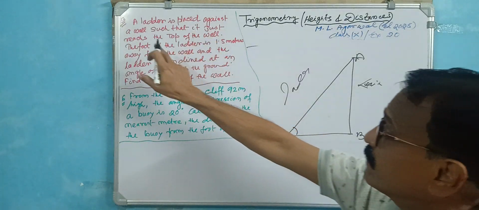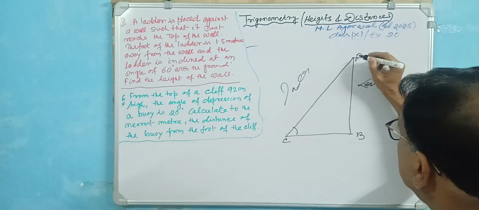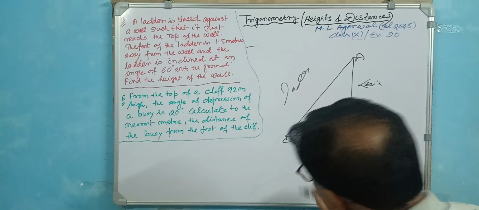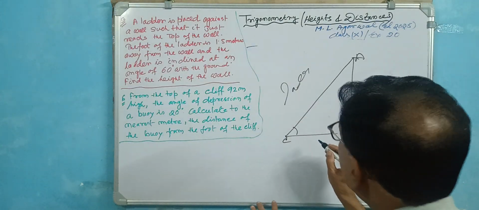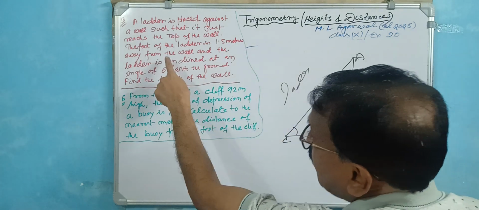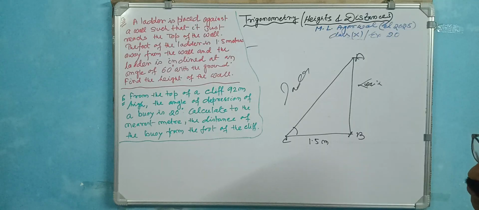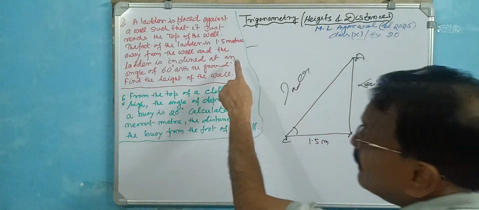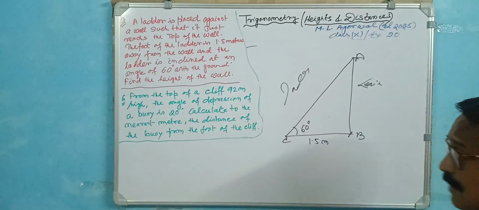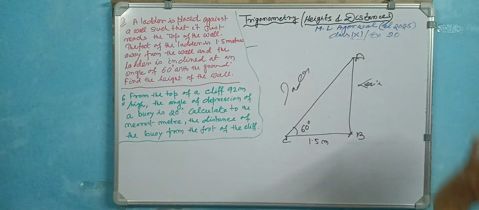A ladder is placed against a wall such that it just reaches the top of the wall. The foot of the ladder, this one, is 1.5 meter, very important, 1.5 meter away from the wall, and is inclined at an angle. This angle is 60. The ground is inclined, that means this is the inclined angle. Find the height of the wall.